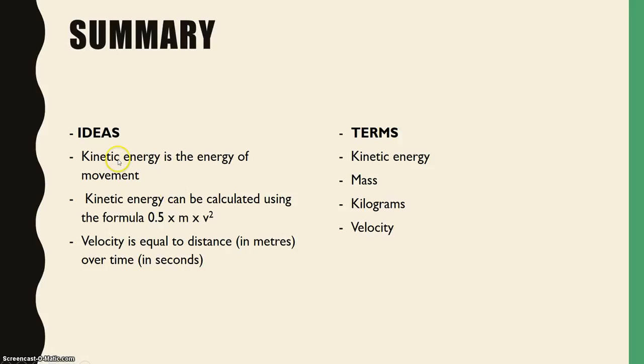These are the key ideas for this lesson. Kinetic energy is the energy of movement. So anything which is moving has kinetic energy. Kinetic energy can be calculated from the formula, which is 0.5 times its mass in kilograms times its velocity. Remember, it's squared. And velocity is equal to its distance in meters over time in seconds.